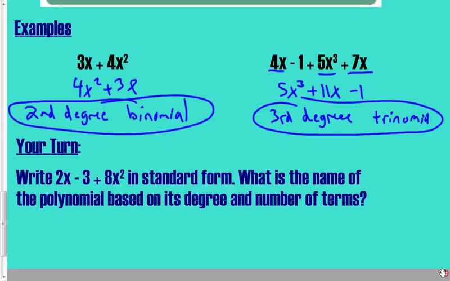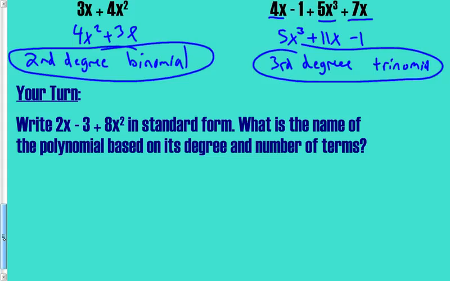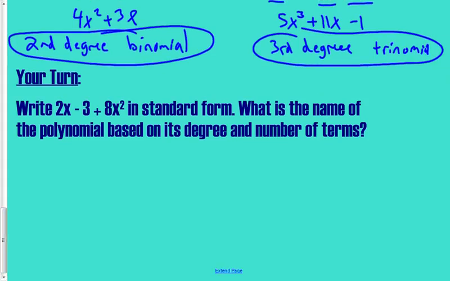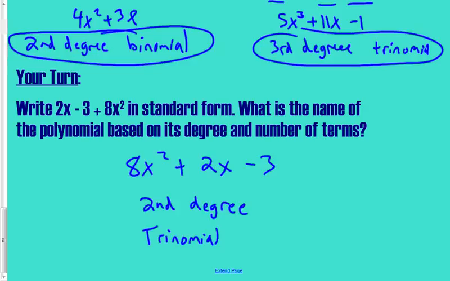What I'd like you to do is to take this, right here it says, write 2x minus 3 plus 8x squared first in standard form. What is the name of the polynomial by its degree and number of terms? So go ahead and do that, pause it, and then I'll show you the answer. Alright, so to rearrange it into standard form, put the 8x squared in front, that's the largest term, if you're talking about degree, plus 2x minus 3. That makes it a second degree trinomial. There's 3 parts, and the degree of the polynomial is the second degree.